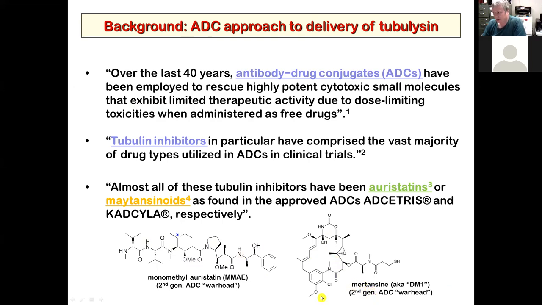Maytansine. And so yeah, these are called second generation ADC warheads. Tubulysin, the one we were just talking about, that's a third generation one actually. So it's a little more modern. It has some special effects that make it better than MMAE. All right, but this is a cool starting point. This is also kind of a peptide-like thing. The structure's a little different, but it also binds to tubulin.